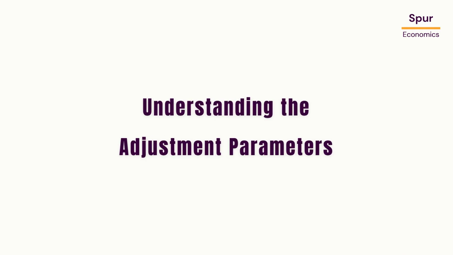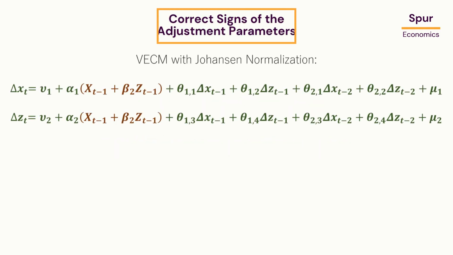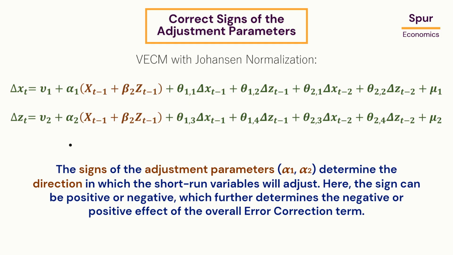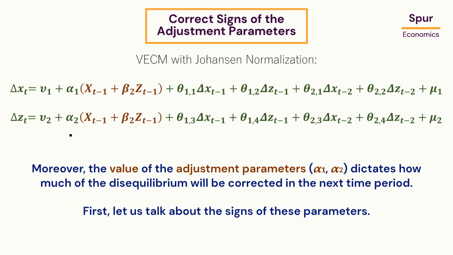Let us move on to the adjustment parameters, which play a crucial role in convergence back to equilibrium. The signs of the adjustment parameters determine the direction in which the short-run variables will adjust. Here, the sign can be positive or negative, which further determines the negative or positive effect of the overall error correction term. Moreover, the value of the adjustment parameters dictates how much of the disequilibrium will be corrected in the next time period. First, let us talk about the signs of these parameters.